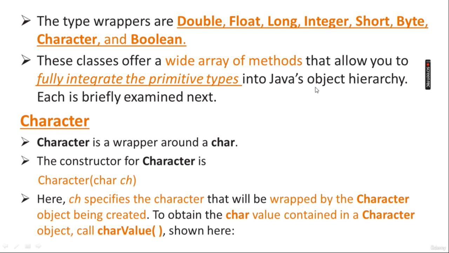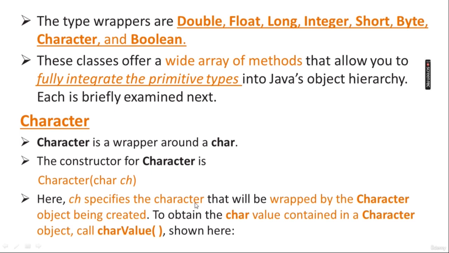Okay, so they will help the primitive types like integer, float, double and boolean to come into Java's object hierarchy. So whatever we are explaining in the upcoming slides, Character is a wrapper around a char. No need to remember it differently. Just remember, whatever the name of your primitive type is, its full name with a capital first character will be your complete wrapper class name. The constructor for Character is Character(char ch).